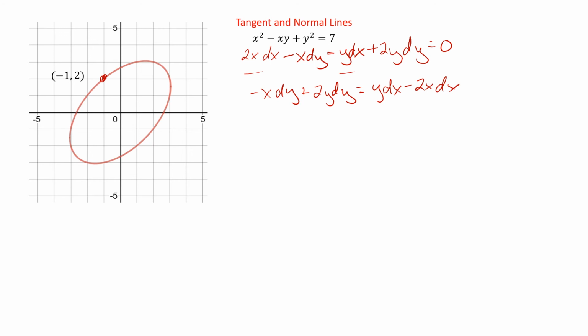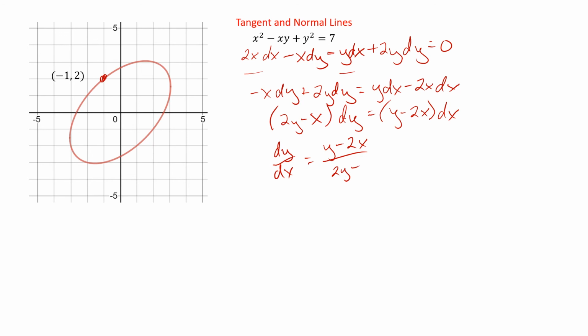We can factor out the dy. I'm also going to switch, instead of negative x plus 2y, I'm going to write 2y minus x dy equals y minus 2x dx. Divide and divide, so we get dy over dx equals y minus 2x over 2y minus x. So that's the equation for the derivative, the equation for the slope.